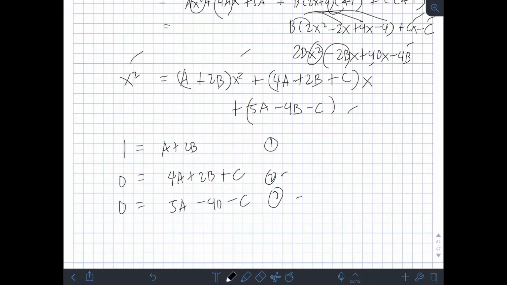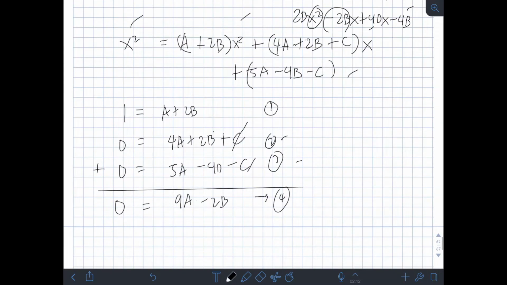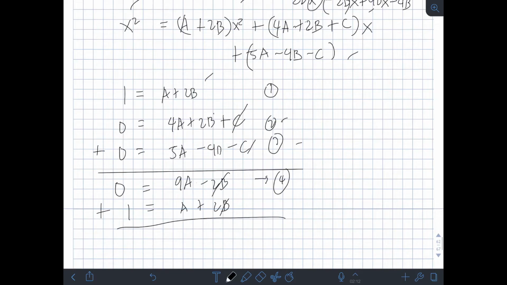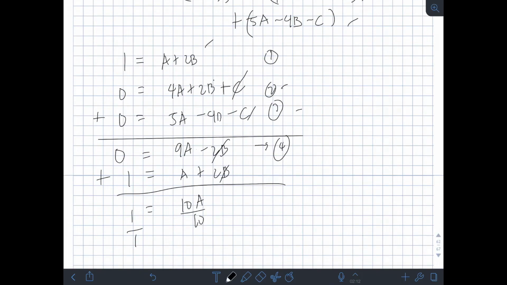So, dito muna tayo sa 2 at 3. Add natin. So, we have 0 is equal to 4a plus 5a is 9a plus 2b plus negative 4b is, so, negative 2b. And then, cancel si c. So, equation 4. So, let's say, add natin sa equation 1. 1 is equal to a plus 2b. So, add natin para ma-cancel si b. So, 1 is equal to 9 plus a is 10a. So, therefore, divide both sides by 10. A is 1 over 10.